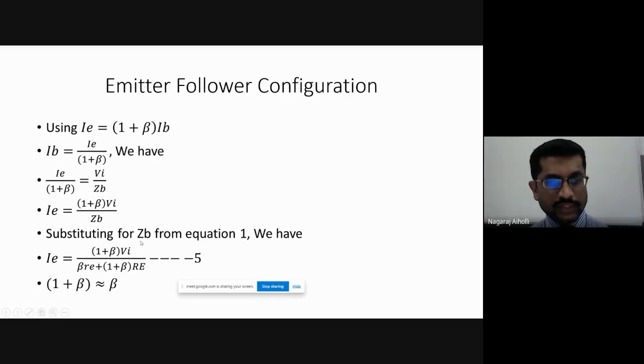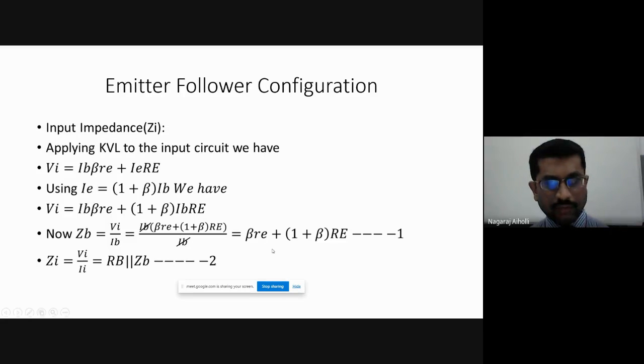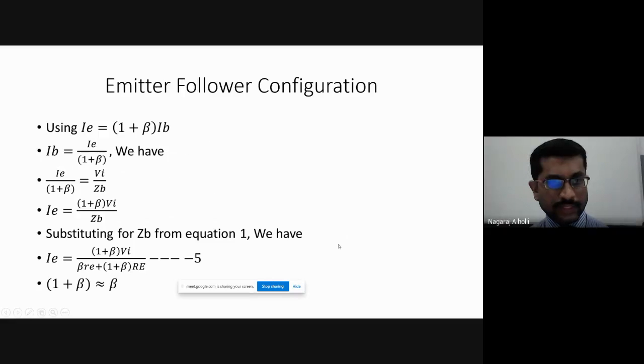Substitute for Zb from equation 1. What is the equation 1 we have for Zb? Zb is equal to beta into re plus 1 plus beta into capital Re. Substitute that here. Therefore, Ie is equal to 1 plus beta into Vi divided by beta re plus 1 plus beta into capital Re.